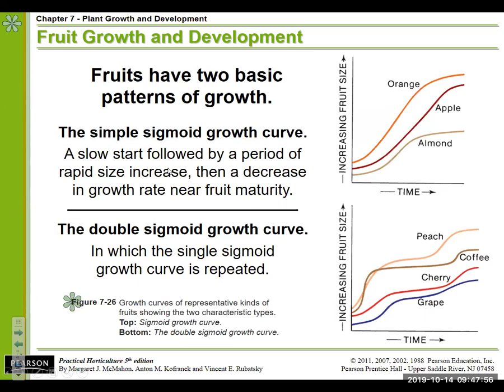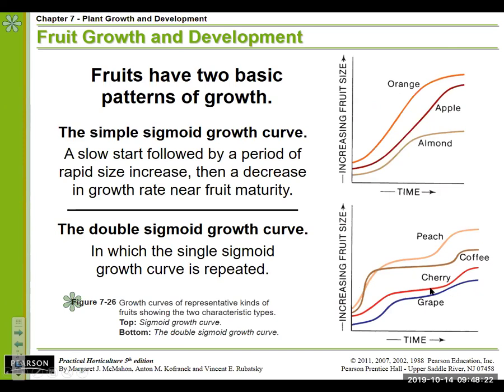And there are two basic patterns of this growth. Generally, there will be a slow start initially and then a rapid size increase. And then once they get close to that maximum size, growth will slow down and they will just develop the sugars, and the chemistry of the fruit changes.